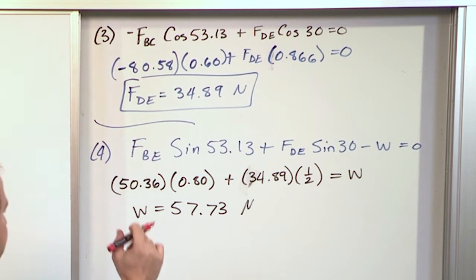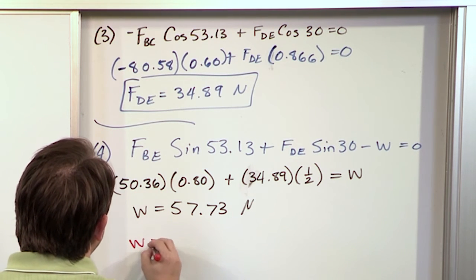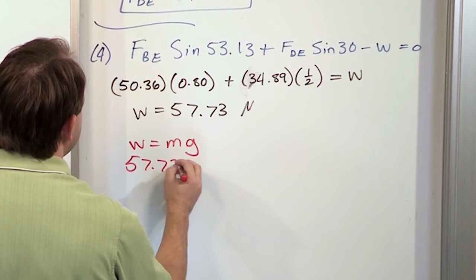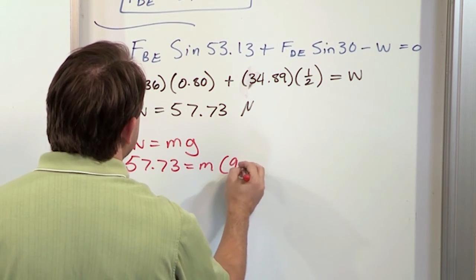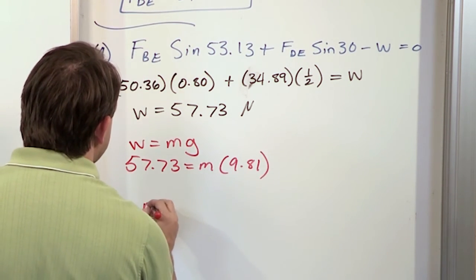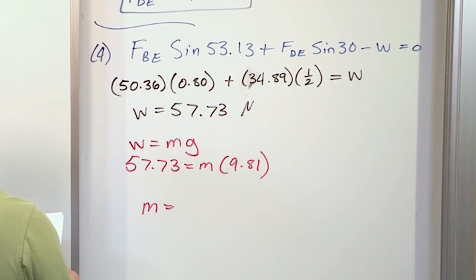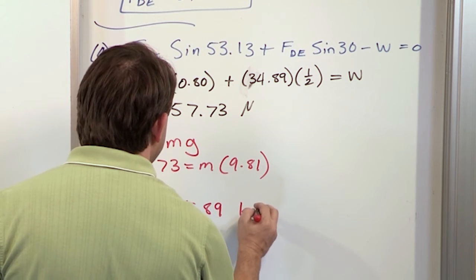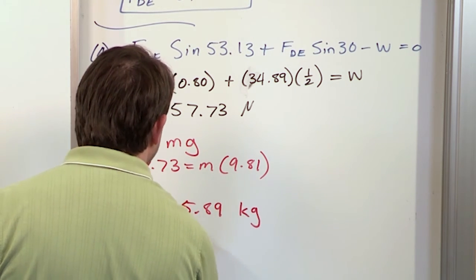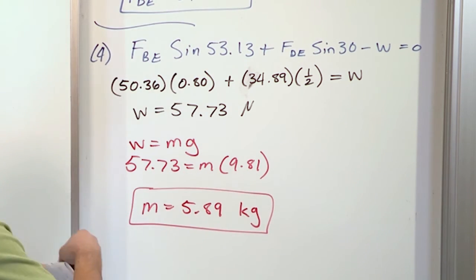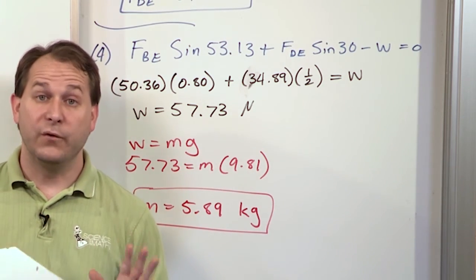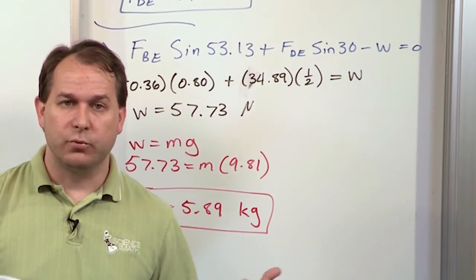They didn't ask for the weight. We want to know the mass of the box. The weight is the mass times gravity. So 57.73 is equal to the mass times 9.81 meters per second squared. And when you take this and you divide by 9.81, what you get is 5.89, and the units of mass is kilograms. So basically this box can be a maximum of 5.89 kilograms before one of these ropes breaks.